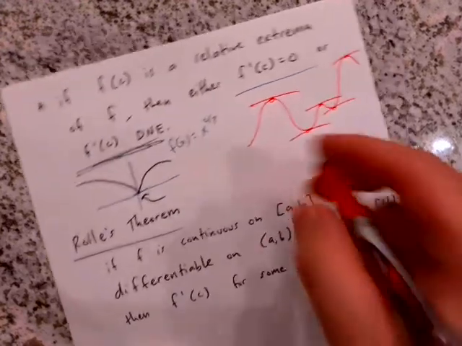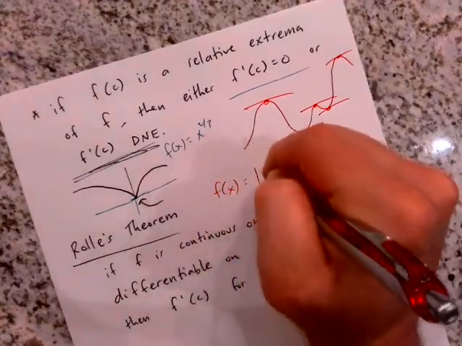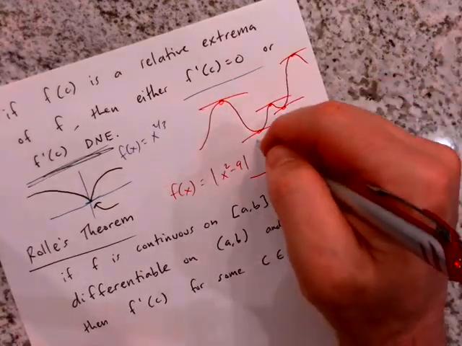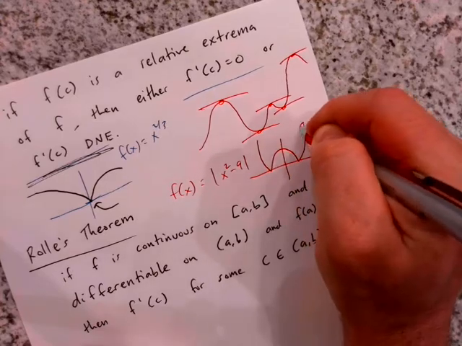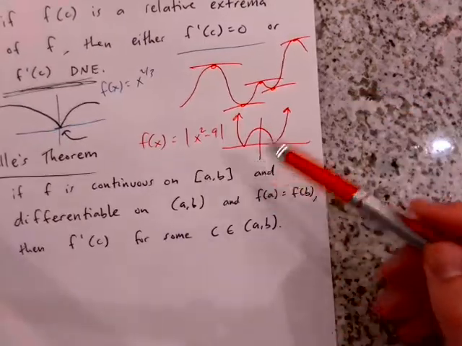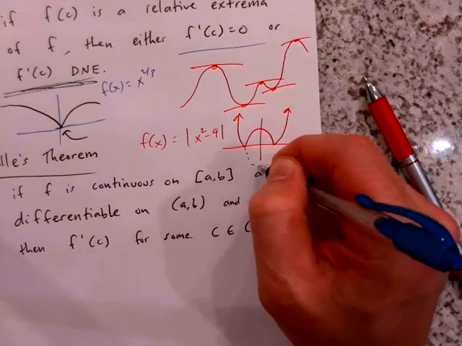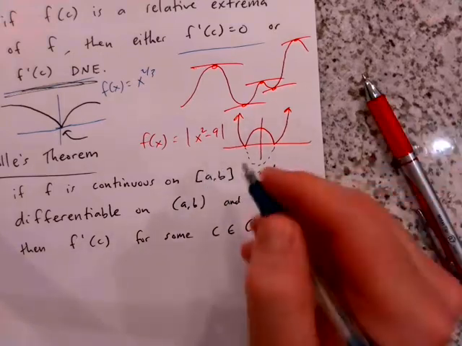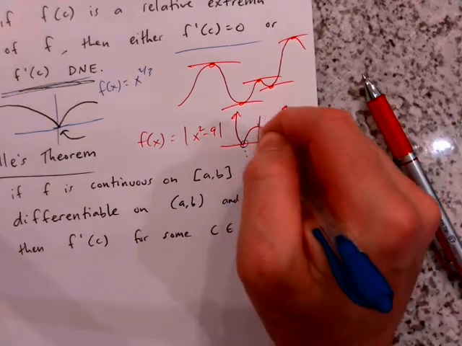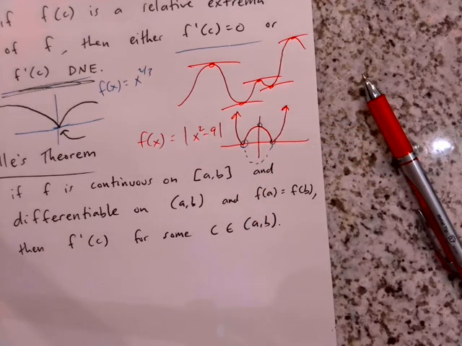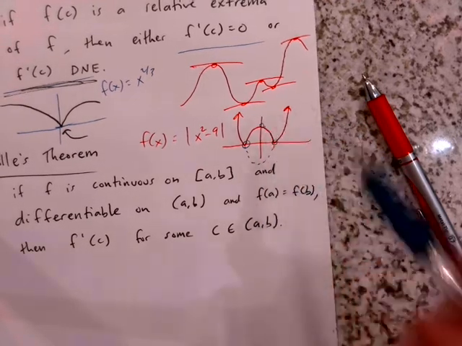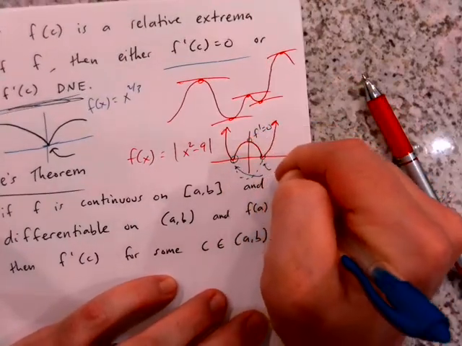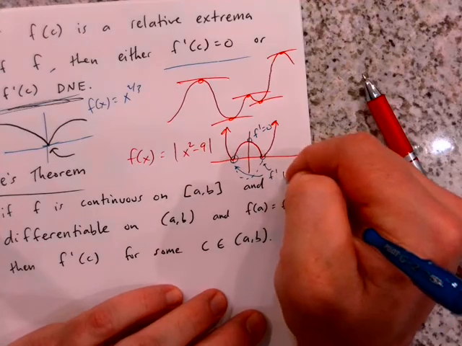Like for example, let's say we got, I don't know, f of x equals absolute value of x squared minus 9. If we were to graph this function out, it would look like this. Right? It's a parabola where the part that would have been negative is flipped over the x-axis due to the absolute value. So we have 1, 2, 3 relative extrema, 2 mins and 1 max. The maximum has f prime equaling 0, but the two minimums, or minima I suppose, have f prime not existing.